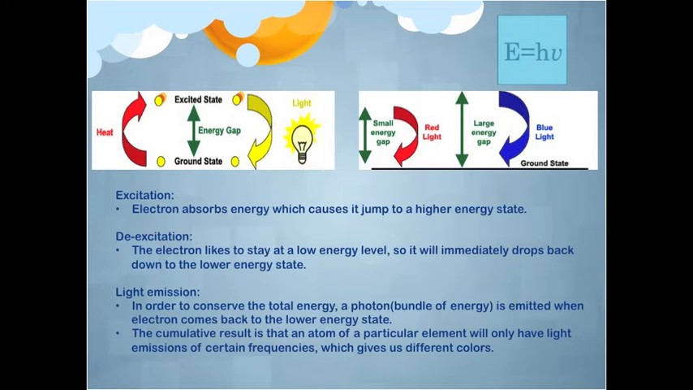The cumulative result is that an atom of a particular element will only have light emissions of certain frequencies, and this will give us different colors. Generally, small energy gaps will emit light with low frequencies, such as a red light. Large energy gaps will emit light with high frequencies, such as blue lights.